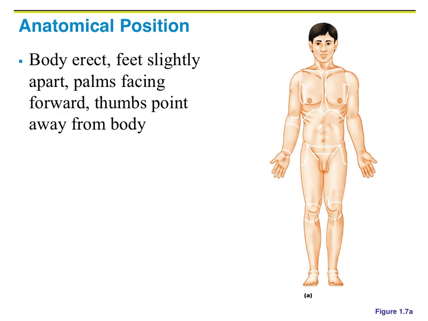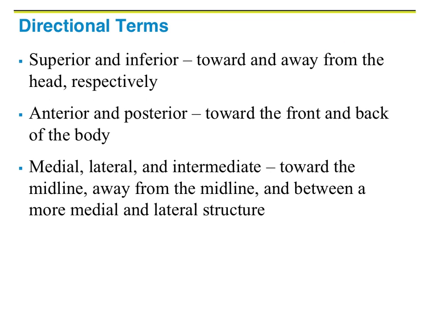In Slide 2, we can see what the anatomical position is. The body is erect, feet are slightly apart, palms facing forward, or we know that's palms facing anteriorly, and the thumbs are pointing away from the body, or laterally. The directional terms you need to know are in Table 1.1, and I've presented these with their opposites together.